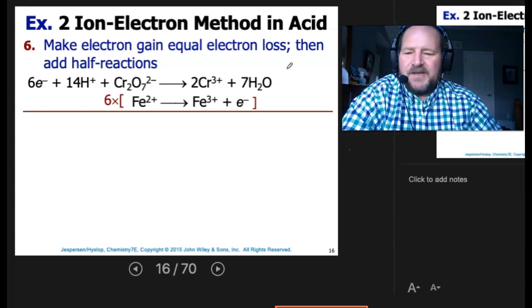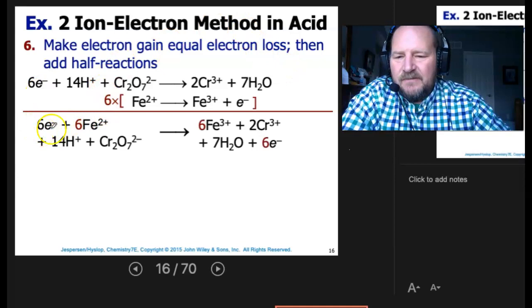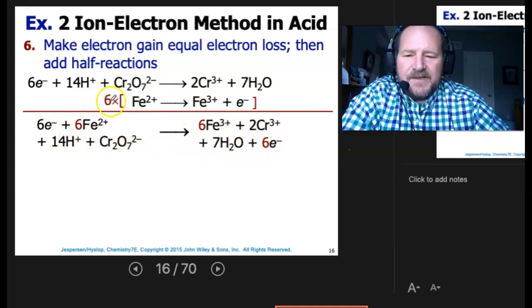At this point, we can sum it up. On the reactant side here, we have 6 electrons now. We'll now have 6 times Fe2 plus. We have our 14 hydrogens and our dichromate. So all of that came down to the reactant side. On the product side, we have the 6 times the Fe3 plus. We have the 2 chromium 3 plus, the 7 waters, and then of course 6 times 1, so 6 electrons.